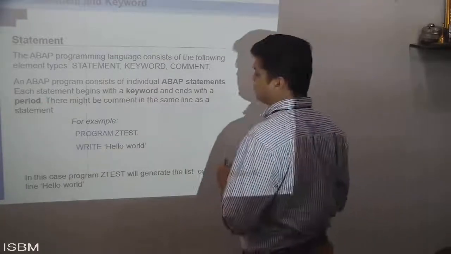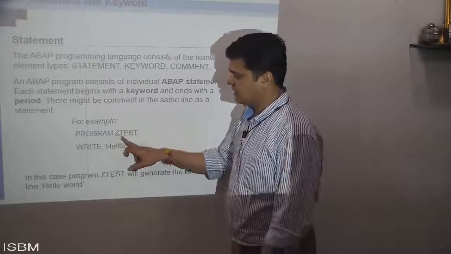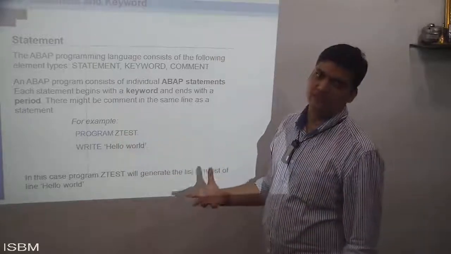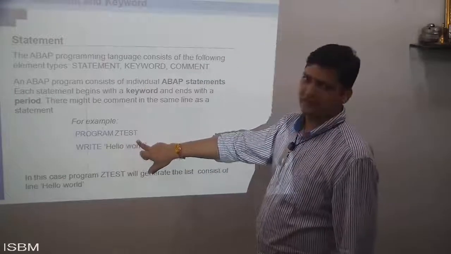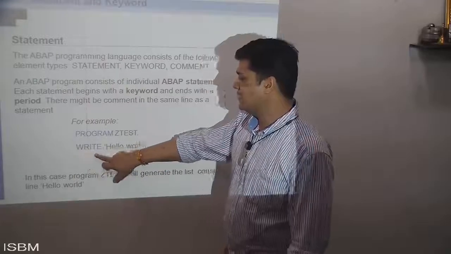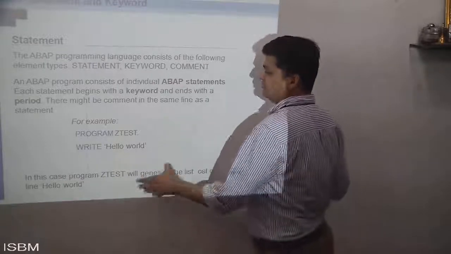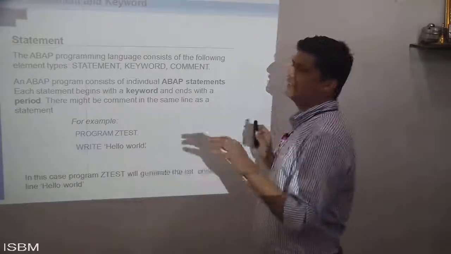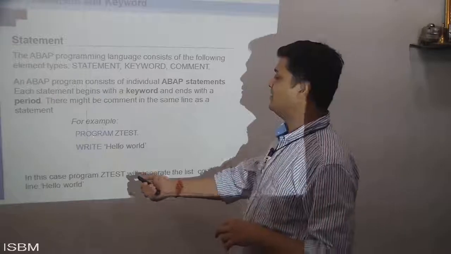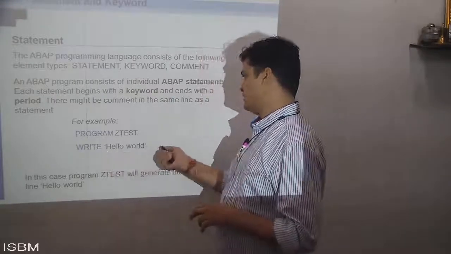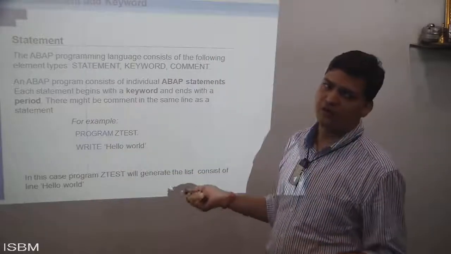For example, when we start any ABAP program, you have to give the program name, and an ABAP program name needs to start with Z or Y. So Z test is a test program name, and we have written the write command, like I need a hello world. So the program Z test will consist of the words hello world. When you execute the program, it will show you the output hello world only, because WRITE is the command through which it writes the words hello world. That's it.